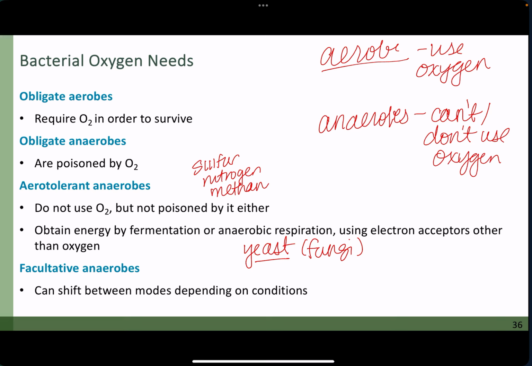And then we also have facultative anaerobes. They can actually switch between using oxygen or not, depending on the conditions. Some yeast can actually be facultative anaerobes. They can switch between using or not using oxygen, depending on whether or not oxygen's available.